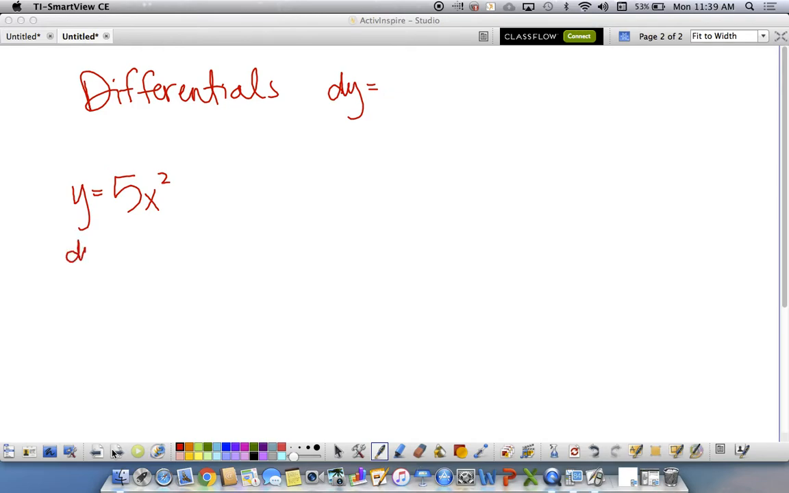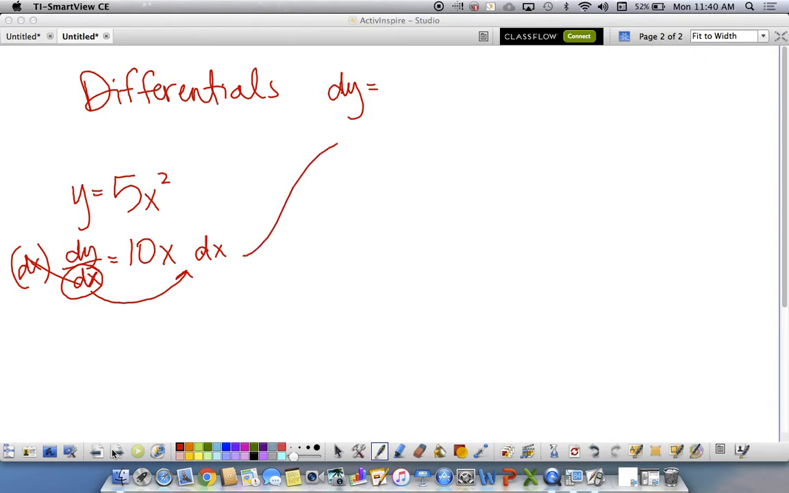We would have done the derivative: dy dx equals 10x. But when we just want dy by itself, what do we do with this dx? We multiply both sides by dx. These cancel, and we multiply this side by dx. We just have 10x dx. So dy in this case would equal 10x dx. It just means we're multiplying by dx. So how does that change stuff with the product rule? It doesn't that much.